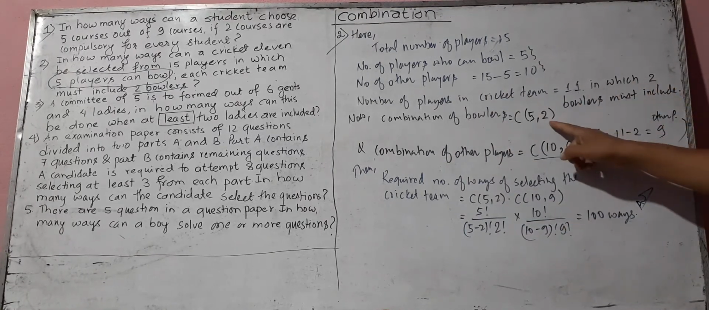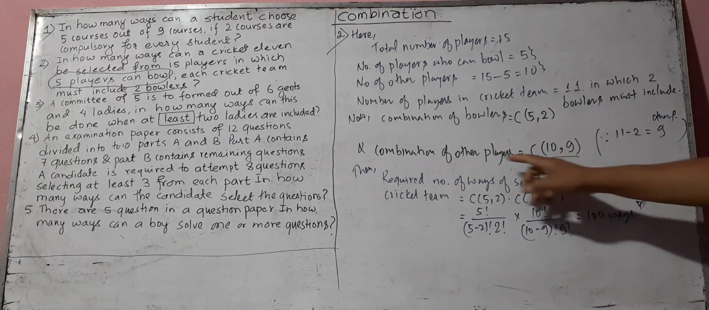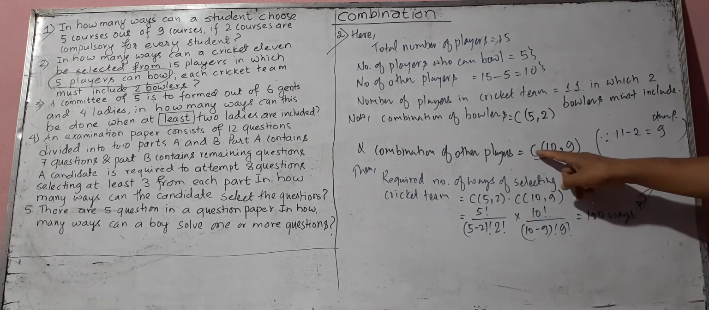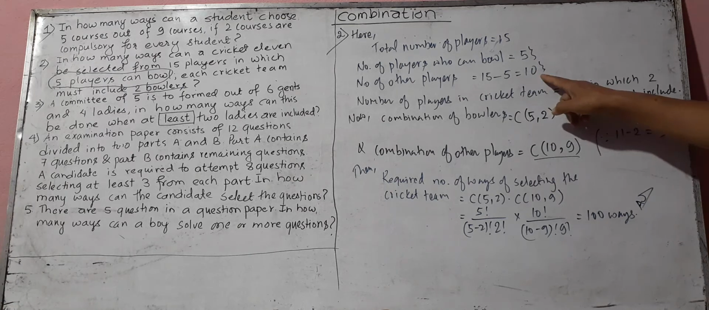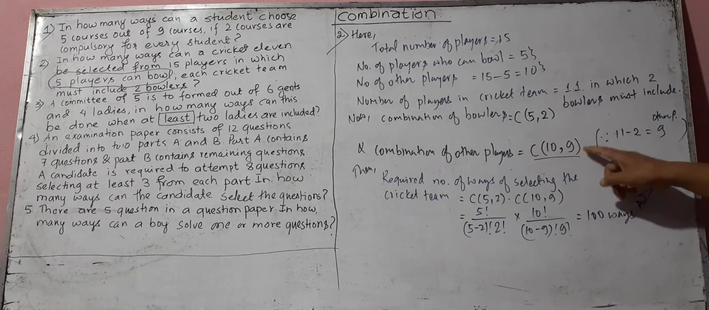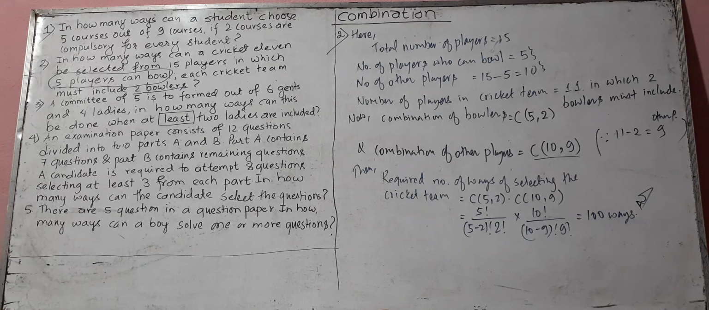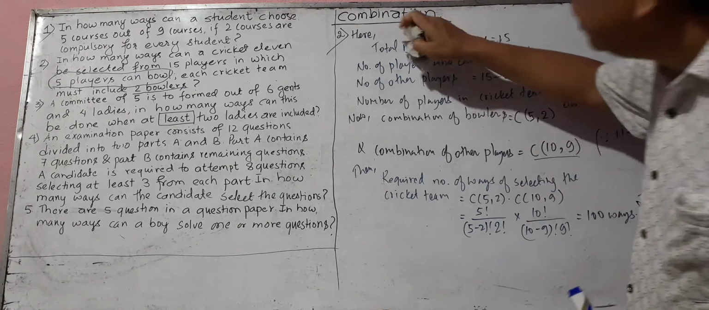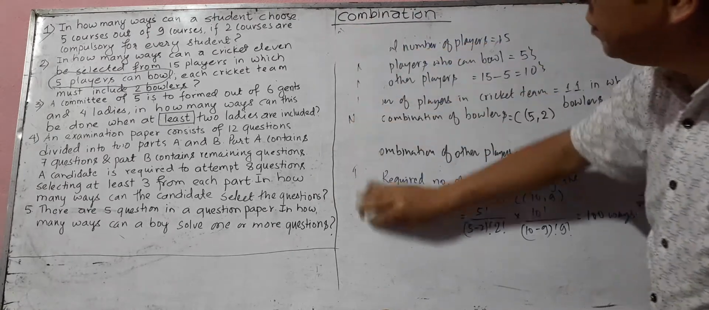2 are already chosen as the bowlers, and then the combination of other players is from 10, because the other players total 10. We have to select 9 remaining players. Okay, that is 9, because 11 minus 2 is equal to 9. See, C(10,9). And this is the solution of question number 2. Now we have the solution for question number 3.